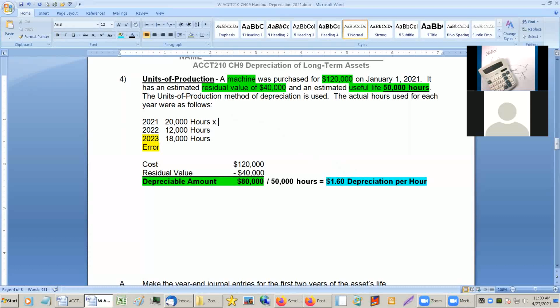Okay, so we're going to multiply this. And actually, 1.6. Is that 32,000? So 20,000. 32,000.